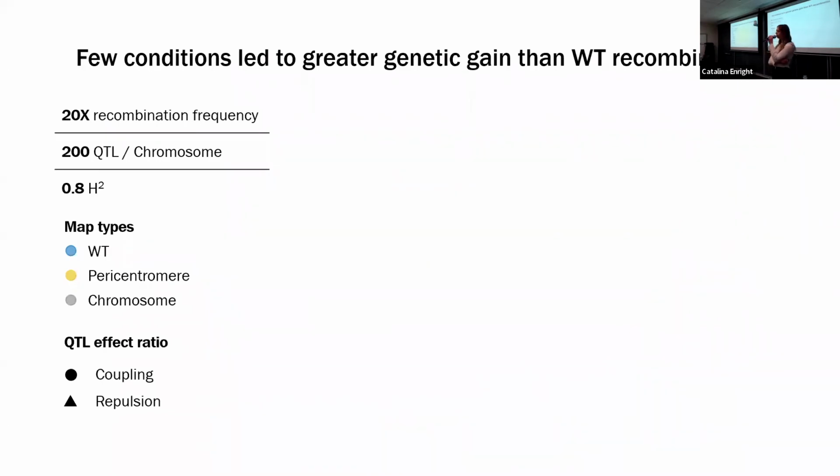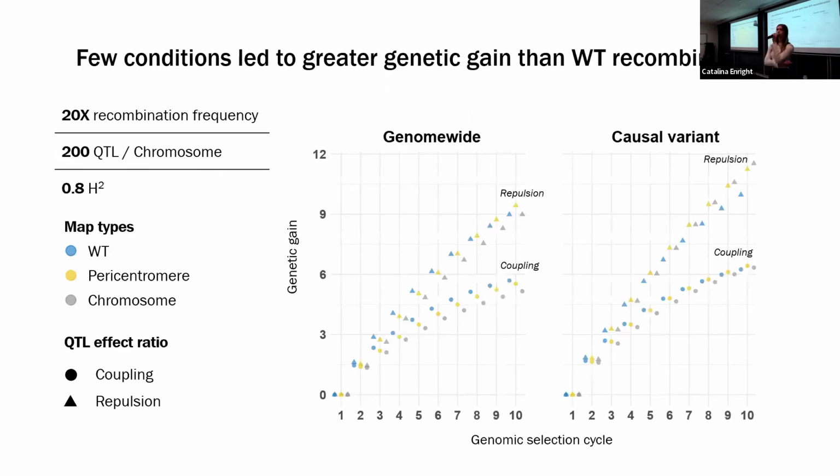200 QTL per chromosome, so a quantitative trait with relatively high heritability because we did not see a response to selection under lower heritabilities. And then I'll present also the QTL effect ratios with different shapes on the graph. So the coupling are represented with circles and the repulsion scenarios are represented with triangles. The genome-wide relationship matrix results are first considered on the left-hand side, and then the causal variant relationship matrix are on the right-hand side.